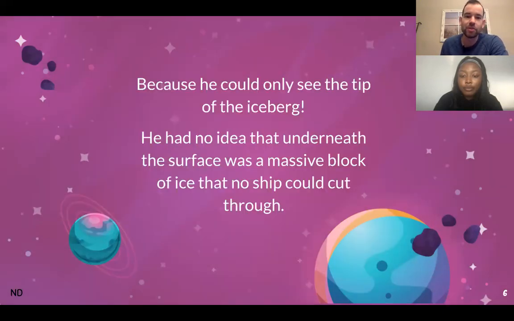But the bigger reason is that he could only see the tip of the iceberg. He could only see the top of the iceberg. That's all he thought there was, just on the surface. He just thought there was a layer of ice and that his ship would be able to crush right through that ice. He had no idea that underneath the surface was a massive block of ice that no ship could cut through, no matter how big or how titanic.